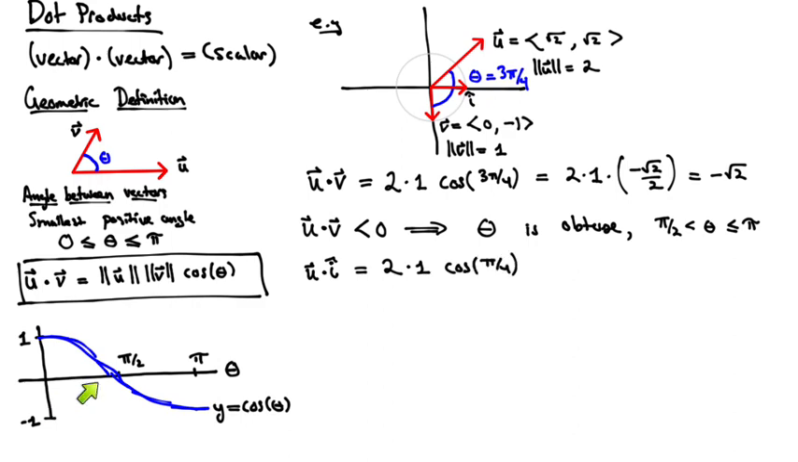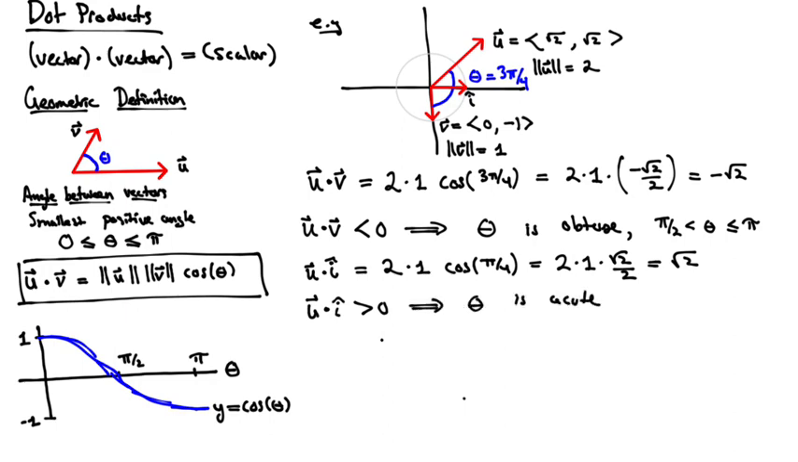Pi over 4 is in the first quadrant. It's over here where the cosine is positive. And so this is going to be 2 times 1 times the positive square root of 2 over 2, and we get square root of 2 for the dot product. So similarly, as we saw before, negative dot product meant an obtuse angle. Now that I get a positive number for u dot i, that tells me that my angle is acute. That means an angle between 0 and pi over 2, between 0 and 90 degrees.